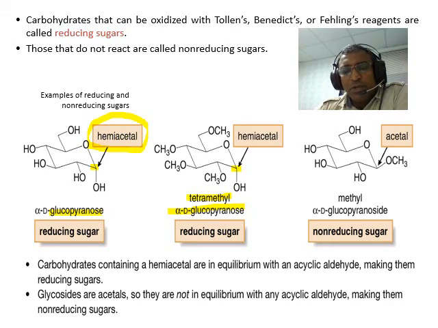The one that is not a reducing sugar, or non-reducing sugar, is this methyl alpha-D-pyranoside, where it is an acetal, not a hemiacetal. When it's an acetal, it cannot mutarotate and therefore it cannot become a reducing sugar. So if the glycosides are acetals, they are not in equilibrium with the acyclic aldehyde, therefore they can be confirmed to be non-reducing sugars.